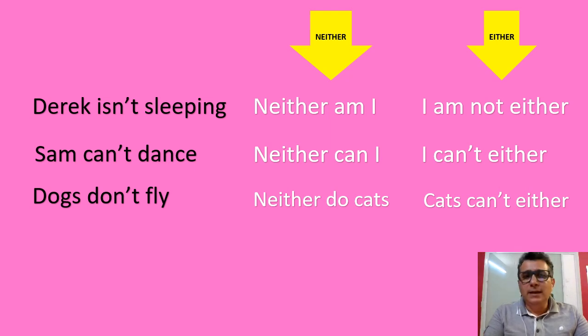Tampoco. Derek no está durmiendo. Yo tampoco. Sam no puede bailar. Yo tampoco. Los perros no vuelan. Los gatos tampoco. Y si queremos juntar las dos expresiones, tenemos que unirlas con un and. We said, Derek isn't sleeping, and neither am I. Dogs don't fly, and cats can't either.